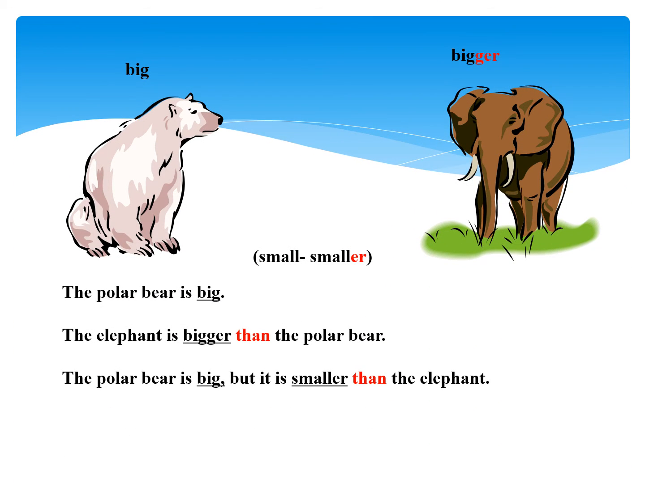Another pair of adjectives, big and small. So the polar bear is big. The elephant is bigger than the polar bear. As you can see here, we have the adjective big and bigger. Remember the rule that it's a short adjective and it's a consonant, vowel, and consonant. The polar bear is big, but it is smaller than the elephant. Nice.